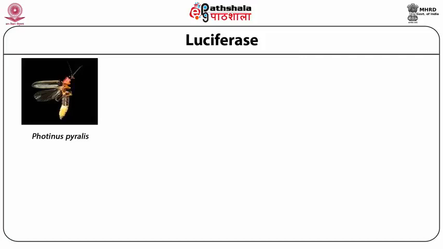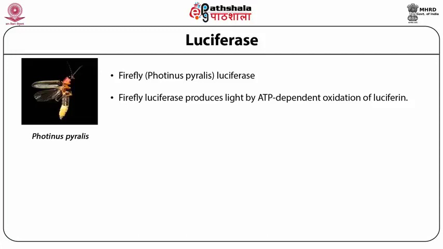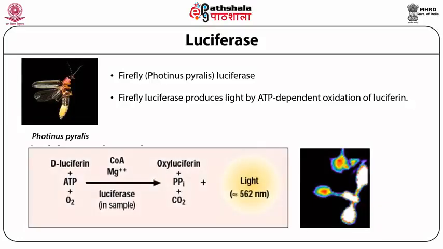Another reporter gene system that is very commonly used is the luciferase system. This is the enzyme coded by the Lux gene or Luc gene isolated from firefly. This gene codes for the enzyme luciferase, which produces light by ATP-dependent oxidation of luciferin. The reaction is shown here in this slide. And on the right side, the picture shows the bioluminescence produced due to the activity of this luciferase enzyme on luciferin, thereby emitting the bioluminescence.